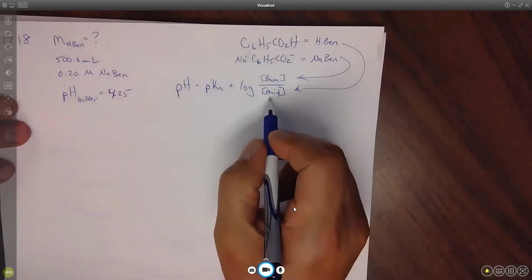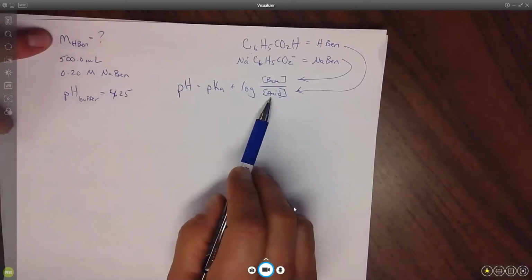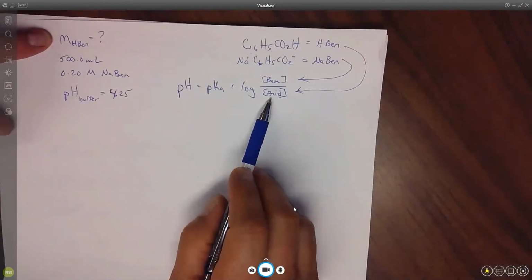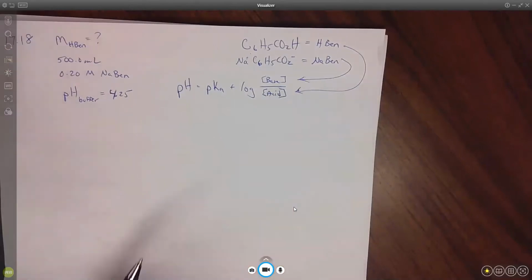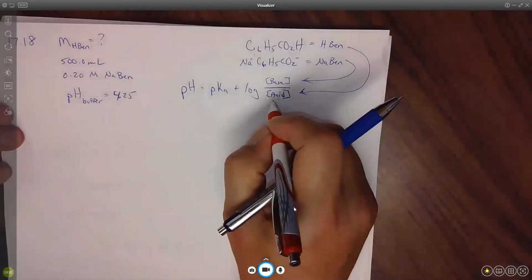Yeah, right. So how's that going to help me get to the mass? You just have to convert it with the volume. The volume is going to give me the moles, and then how do I get from moles to mass? The molar mass of benzoic acid, right? Okay, so yeah, we're going to solve for the acid. So let's do that first.